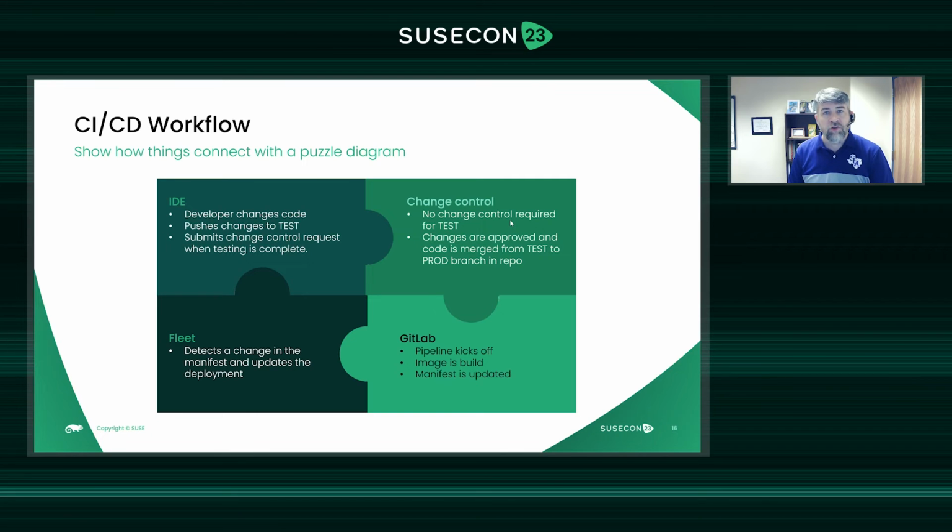Once they're ready to push their code into production, they submit a change control request. At that time, we go through our typical change control processes. And once the change control has been approved, we have administrators that will merge the code from test to prod. Once the branches are merged, the pipeline is kicked off and the manifest is updated. Fleet detects the change in the prod manifest and updates the deployment.